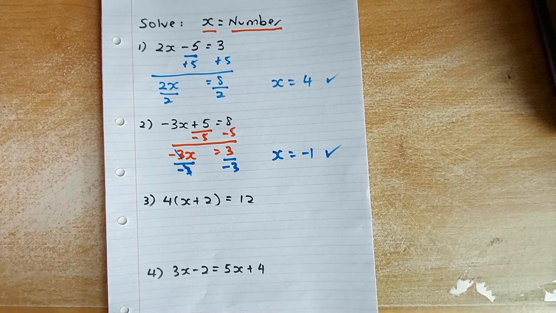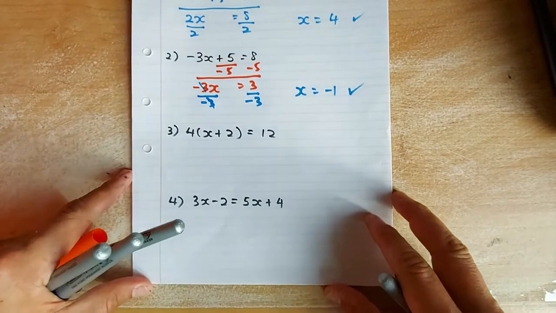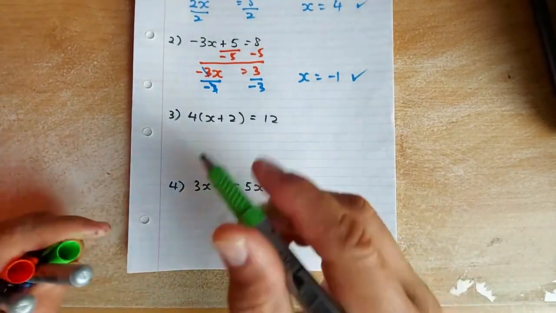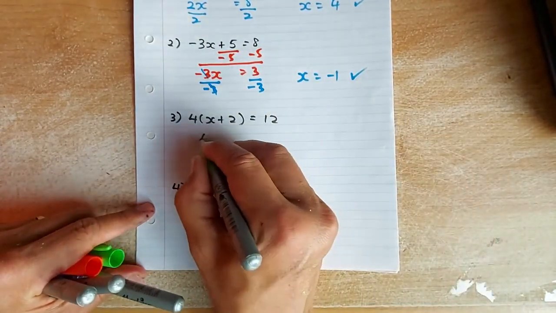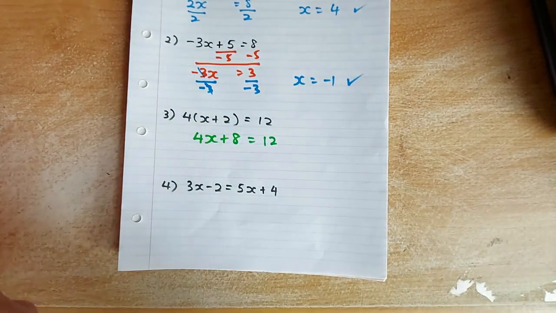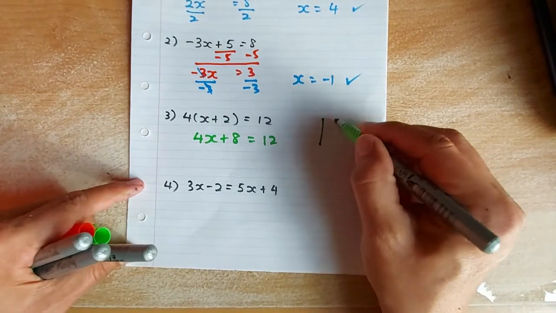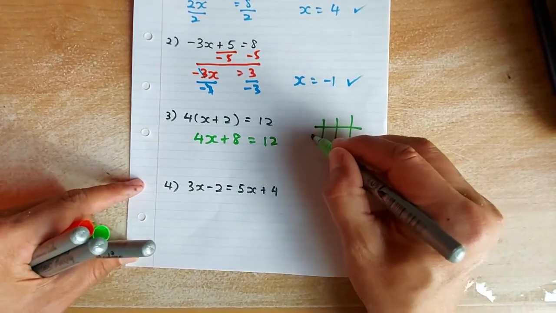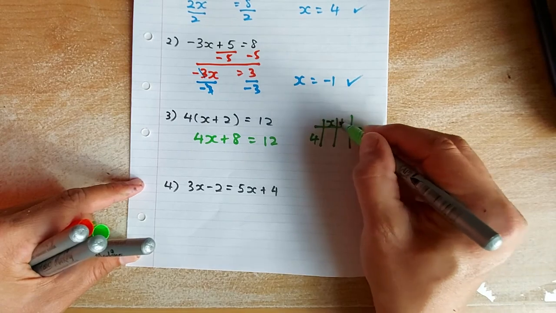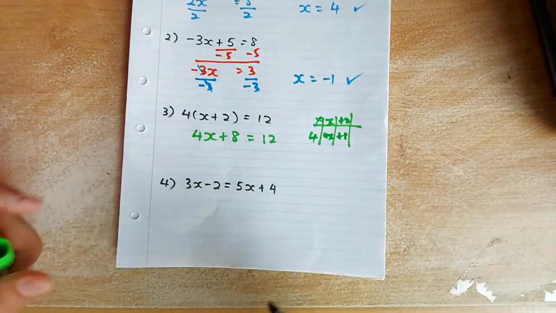Okay, question 3, there are a few ways to do it. I would personally like to expand the bracket. So when you expand, it's going to be 4x plus 8 equals 12. I'm going to show you the expanding. To expand, we're going to be 4x plus 2. When you multiply, that becomes 4x plus 8. So that's how we get 4x plus 8.